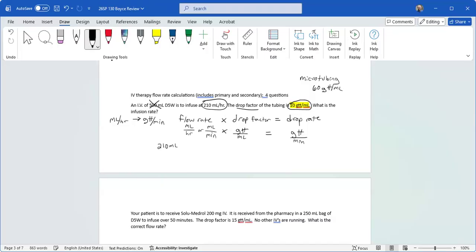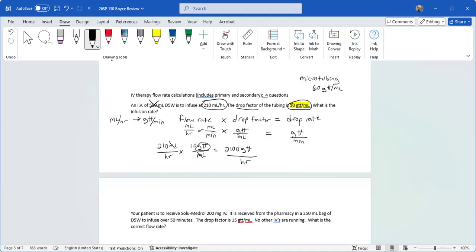I'm going to show you the long way first, because this is the way that's commonly missed. Most students, when they're first going through this, will set it up because they said Dr. Rad said flow rate times drop factor will give me my answer. If you leave this as it is, you're going to get 210 times 10, and you're going to get 2100. And then you're going to say, oh yeah, I'm looking for drops per minute, and you're going to incorrectly put drops per minute, even though you're in drops per hour.